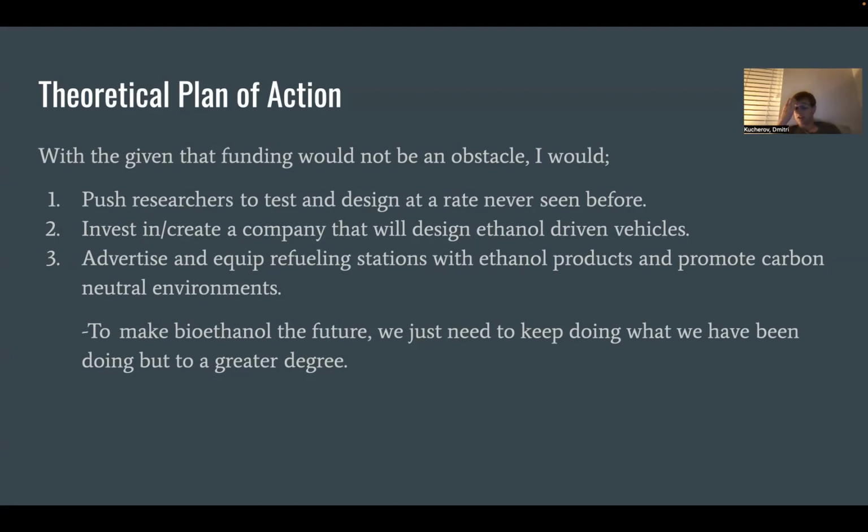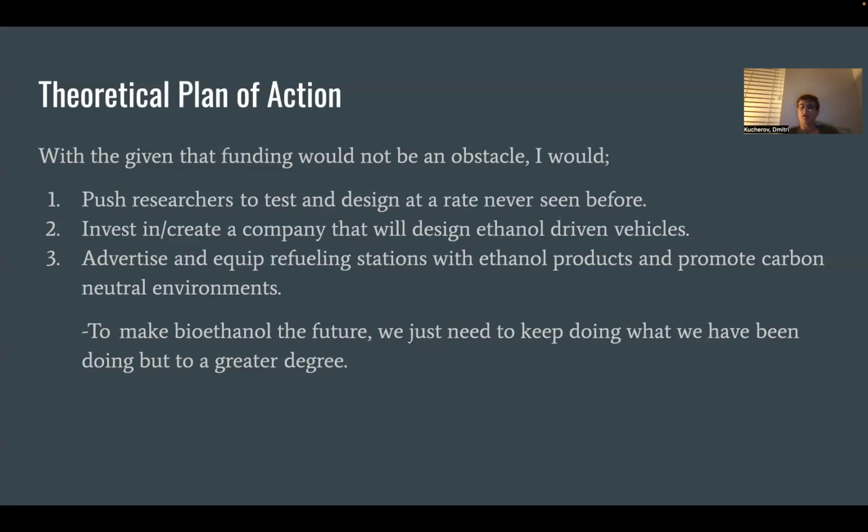I said another thing would be to invest in or create a company that will design ethanol-driven vehicles. This continues what I said, in that we need to create a vehicle that will run on ethanol as efficiently as gasoline, or to that degree. My third thing would be to advertise and equip refueling stations with ethanol products and promote carbon neutral environments. This would be a specific pump for a high ethanol concentration for a high ethanol vehicle. It's going to be a wild advertisement at first. It's going to be kind of evolutionary, new. It's going to be, whoa, okay, now we're running on ethanol instead of your gasoline, right? But that's what's going to need to happen if we're going to go carbon neutral in this case.